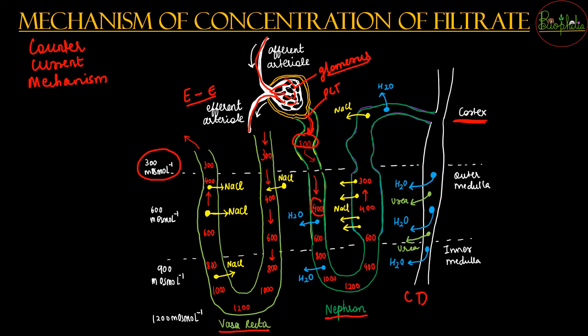So what will happen there? It will reach 400, it will reach 600. Once it reaches the outer medulla, what is going to be the approximate osmolarity? It can reach about 600 milliosmoles per liter. And why is it going to occur? Because as it goes down, what is happening?